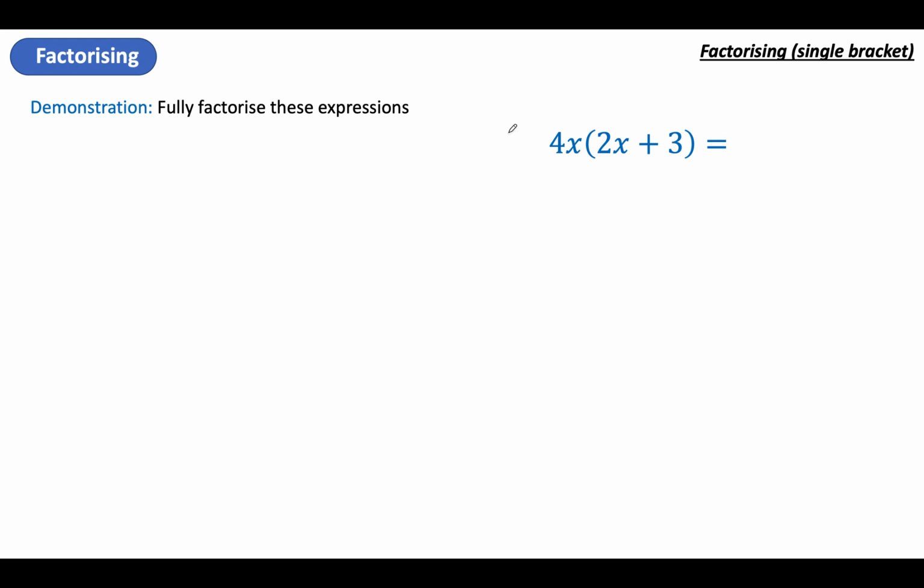What about these ones then? So this time, if I was expanding this, look what happens when I do my 4x times my 2x. Well, my 4 times 2 makes 8, but x times x makes x squared. It's like the two of them have come together, and for neatness, we just put the power of 2. And 4x times 3 would be 12x, basically 3 lots of 4x.